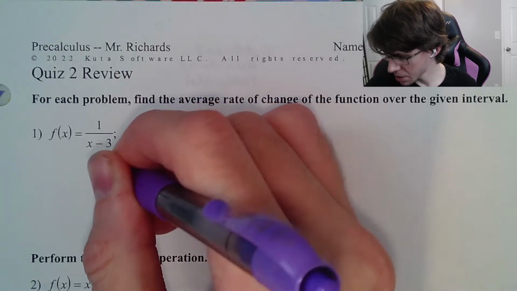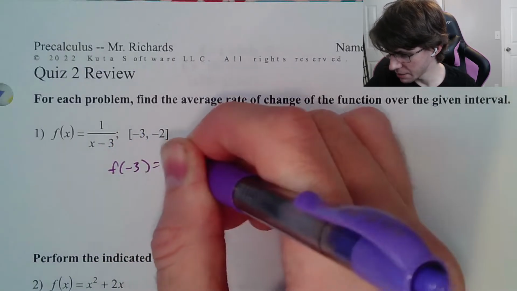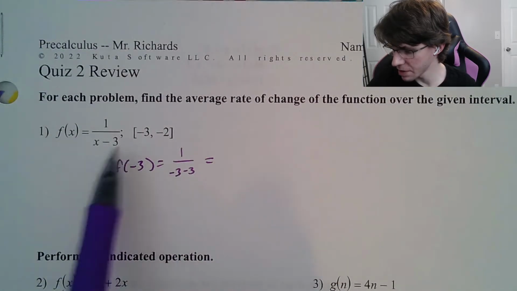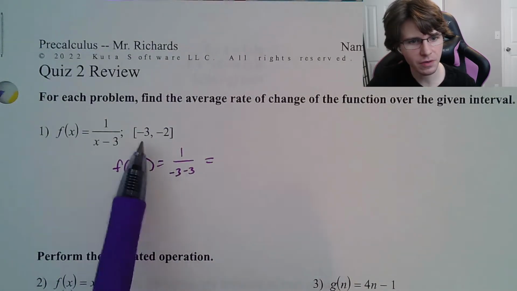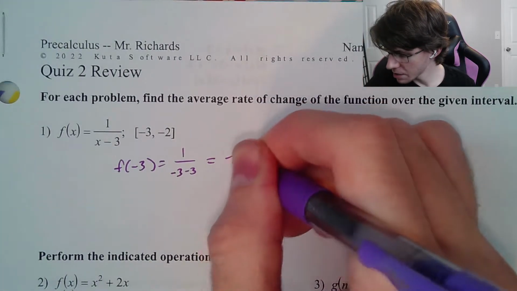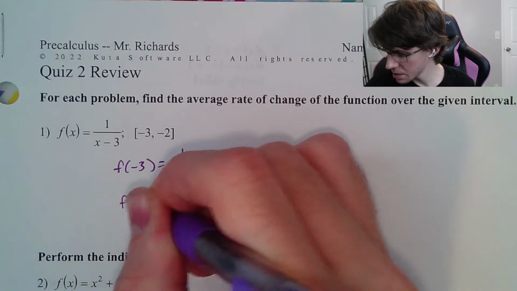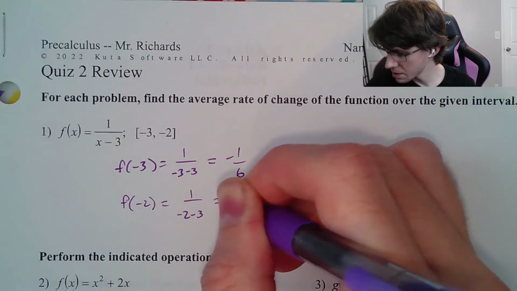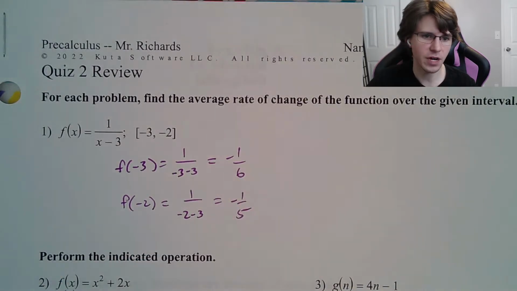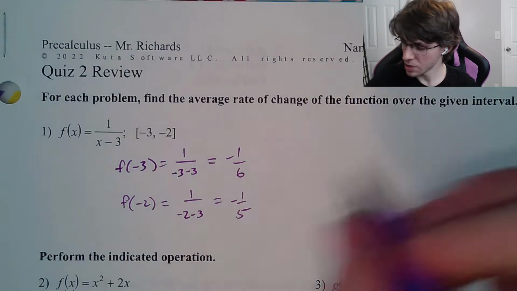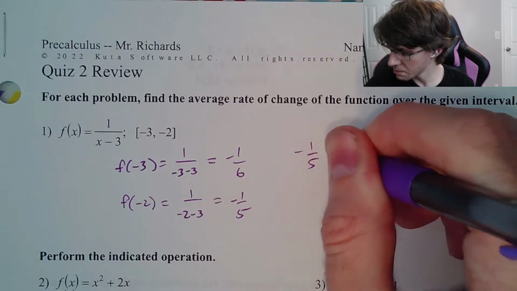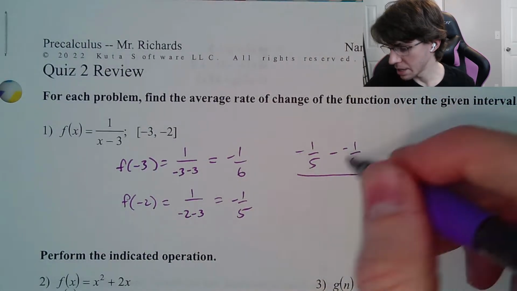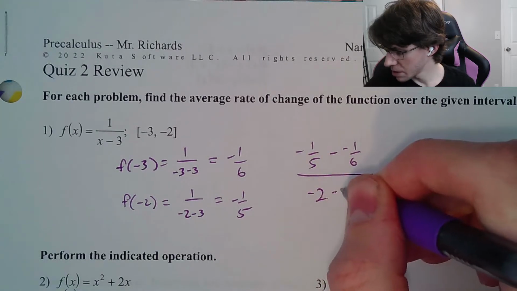of me. So first, I'm just going to be finding out what is f of negative 3. That's going to be 1 over negative 3 minus 3. We're replacing this x right here with that negative 3. That's going to give us negative 1 over 6. Same exact idea with f of negative 2, 1 over negative 2 minus 3, negative 1 over 5. And then what we're going to do is f of b minus f of a over b minus a. So over negative 2 minus negative 3.